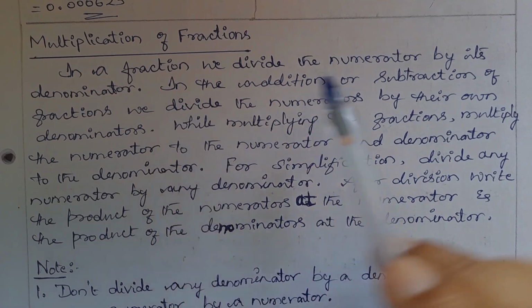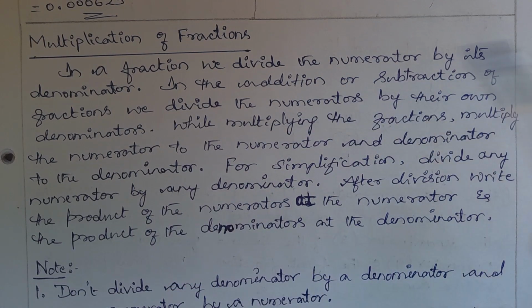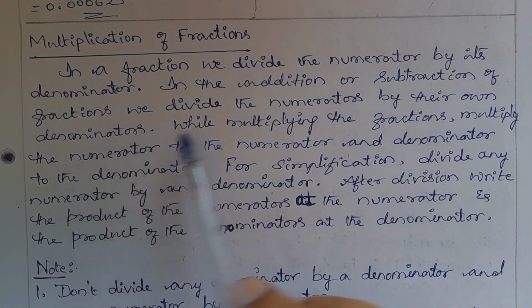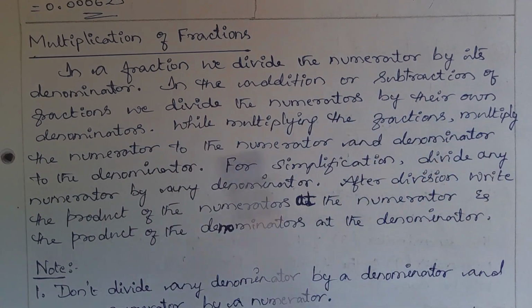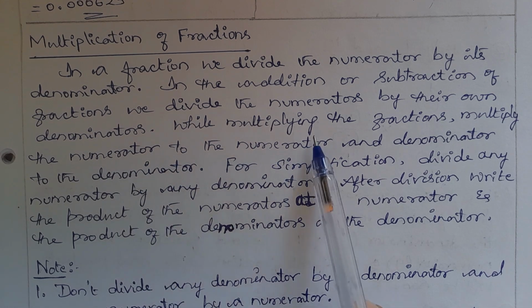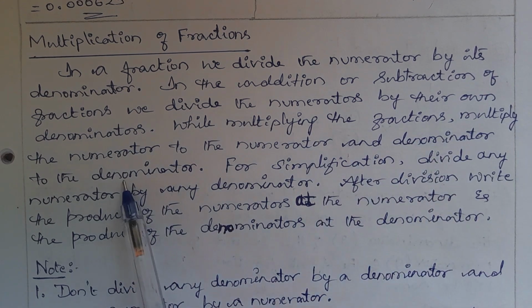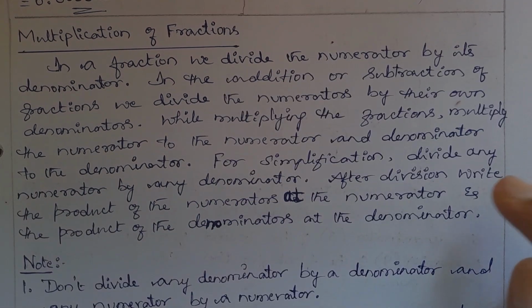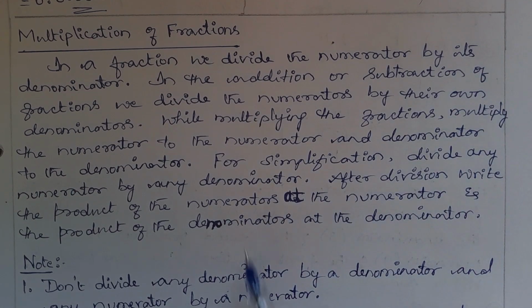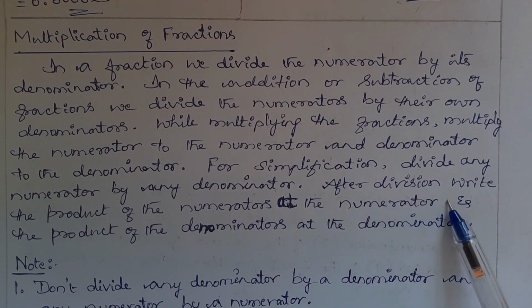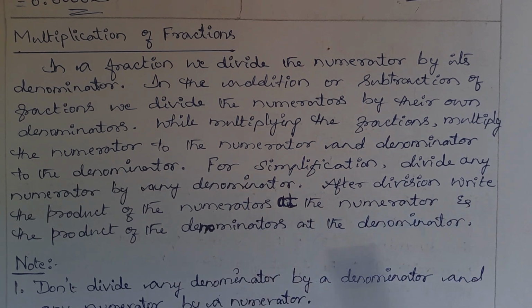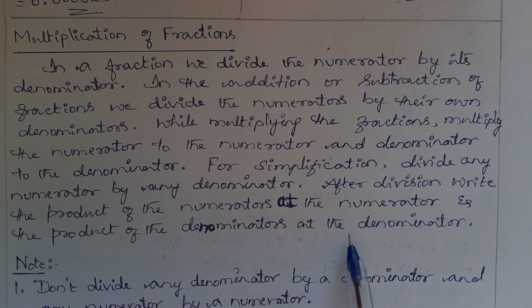Next, multiplication of fractions. In a fraction, we divide the numerator by its denominator. In the addition or subtraction of fractions, we divide the numerators by their own denominators. While multiplying the fractions, multiply the numerator to the numerator and the denominator to the denominator. For simplification, divide any numerator by any denominator. After division, write the product of the numerators at the numerator and the product of the denominators at the denominator.